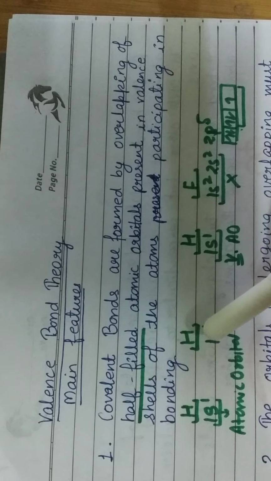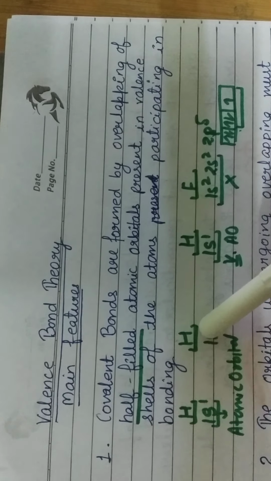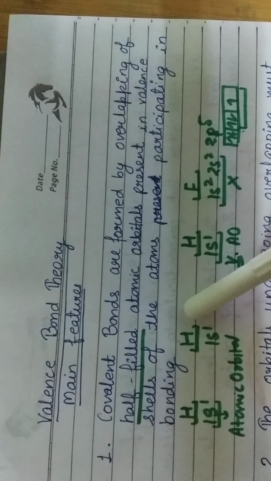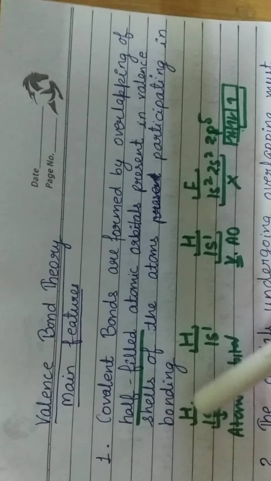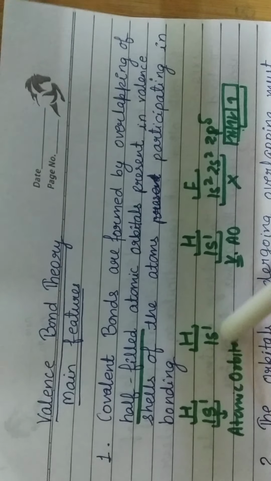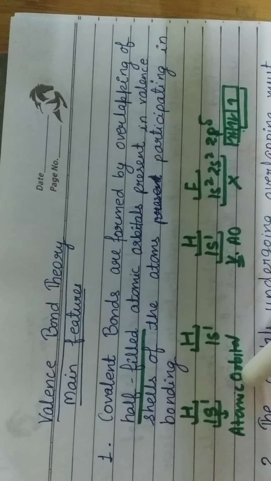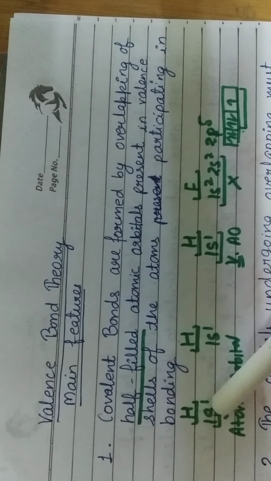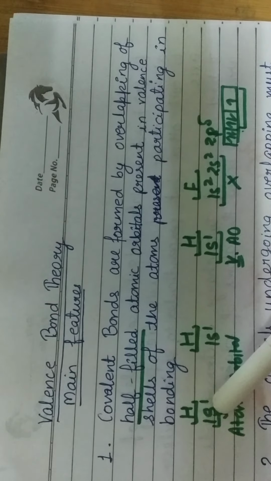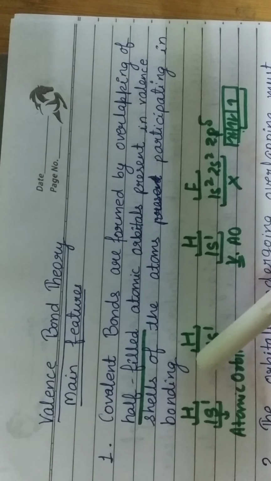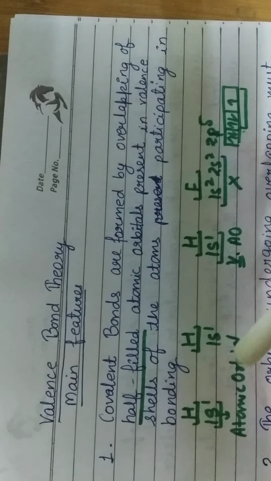For example, if we consider the formation of H2 molecule, two hydrogen atoms are participating. In hydrogen, the configuration is 1s1. So this 1s1 is the atomic orbital, and it is also the valence, the outermost shell. And they are half-filled because in an s orbital a maximum of 2 electrons can come. So these half-filled orbitals will overlap and result in bond formation.